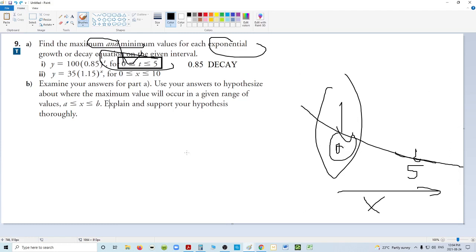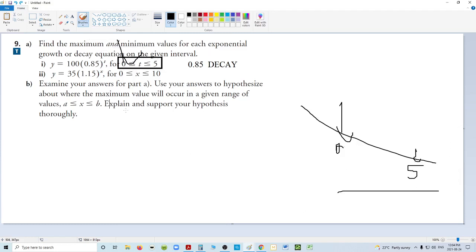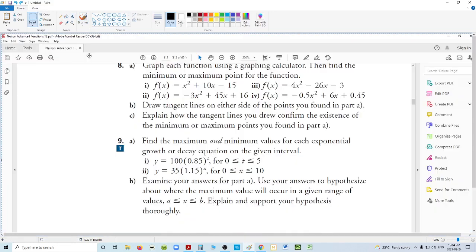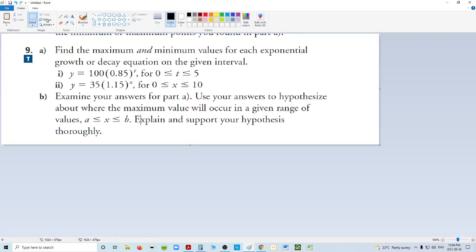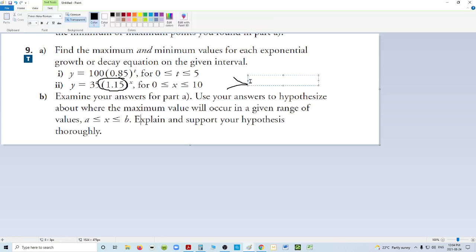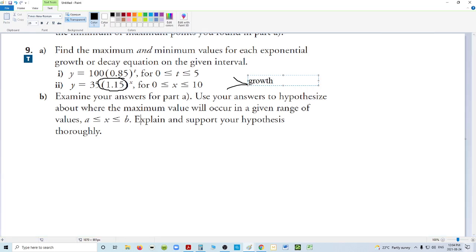Now let's look at the next question. And it is clearly, is this a growth or is this a decay curve? So now we're looking at this one. Is 1.15 bigger or smaller than 1? It's clearly bigger. Therefore, we're dealing with a growth. If we're dealing with a growth curve, we're dealing exactly with what I said before.